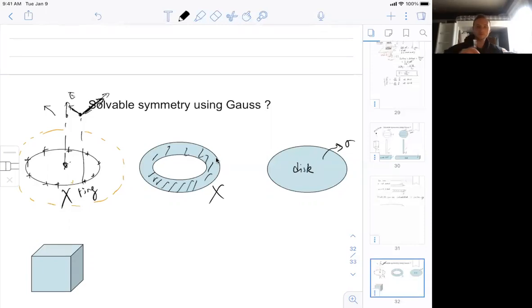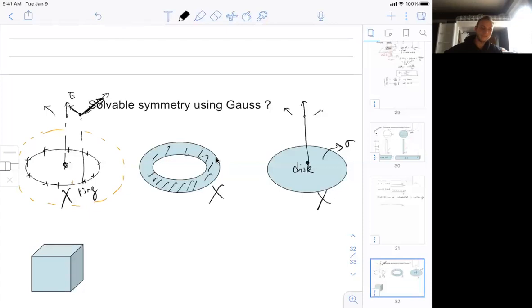A disk, you can think of as a superposition of many rings. So a ring doesn't work. Can a disk work? You can use the same argument. No. Directly above it is like E. But if you shift a little bit, E will shift. Yes, it's a flat surface. It cannot use Gauss's law. No matter if you choose a cylinder or sphere, it would not work.